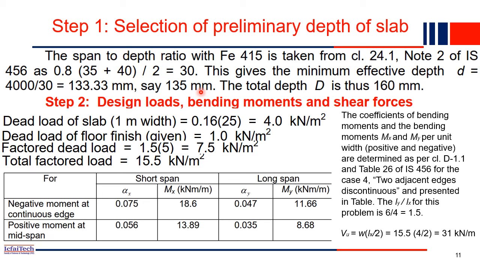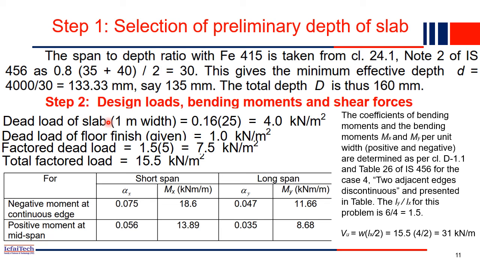depth we are providing. So the depth of the slab we considered from step 1 is 135 mm, and the total depth D, overall depth, basically capital D, is 160. We have to provide minimum 25 mm cover, right? So 135 plus 25 mm cover gives a total of 160 mm. So in our step 1 we preliminarily found the overall depth is 160 mm, and the small d value is 135 mm.